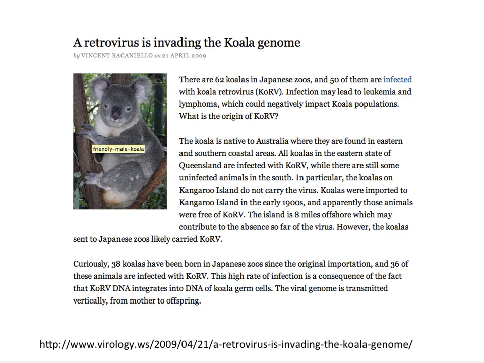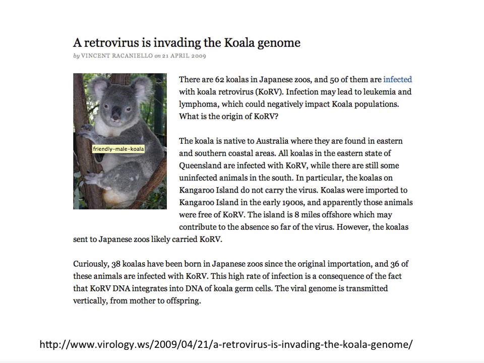But not every koala in the world has been endogenized by this retrovirus. So there are 62 in Japanese zoos. All the koalas come from Australia. Many years ago, they wiped out all the koalas in Australia, and there were only a few left on an island, Kangaroo Island, and then they repopulated the world's koalas from this island. The island is free of this koala retrovirus. But when they put the koalas on the mainland, they get infected. And then when they ship them up to Japan, many of those are infected as well.